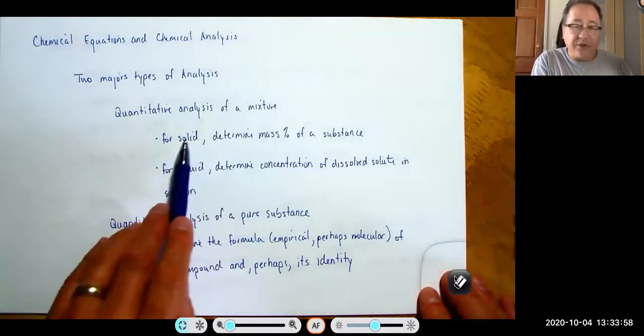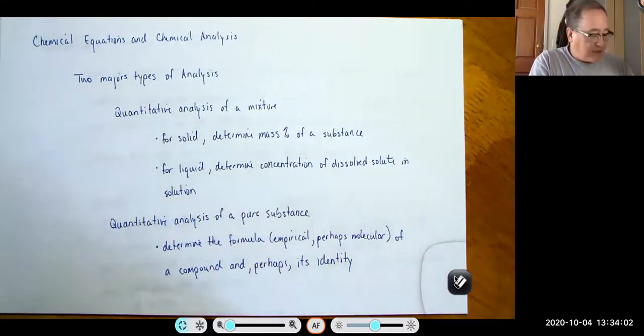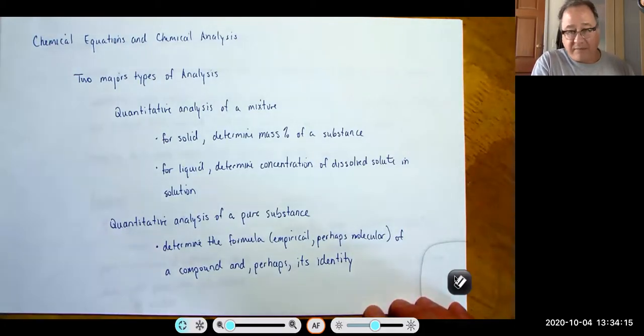For a solid, you're going to determine the mass percent of a substance in that solid. This is very important because if you are digging up dirt and you're looking for iron in that dirt, you want to have a larger mass percent iron in the dirt so that you can get more money out of that shovel full of dirt.